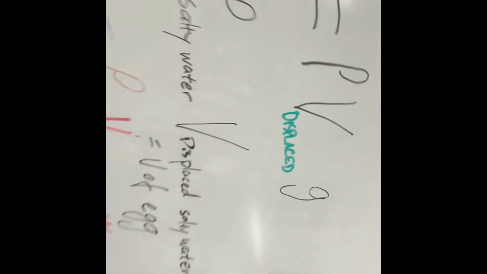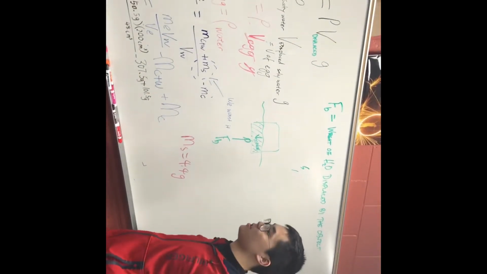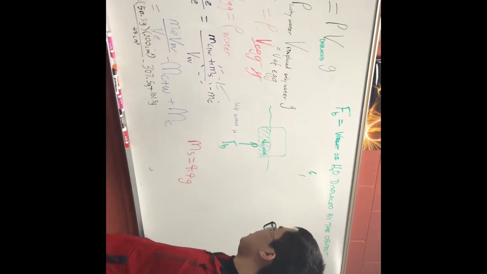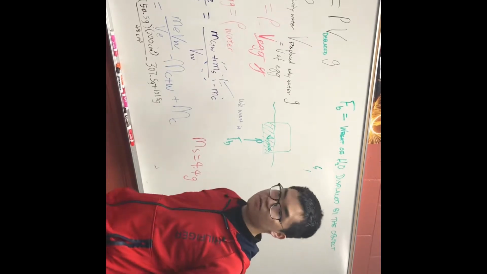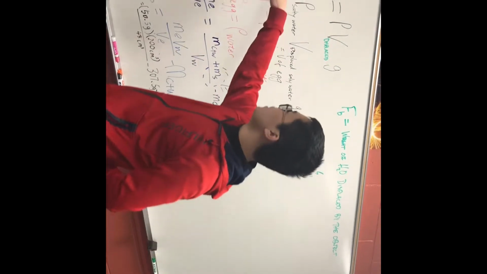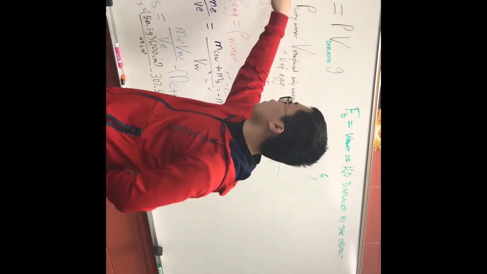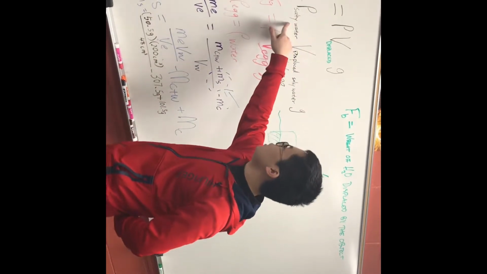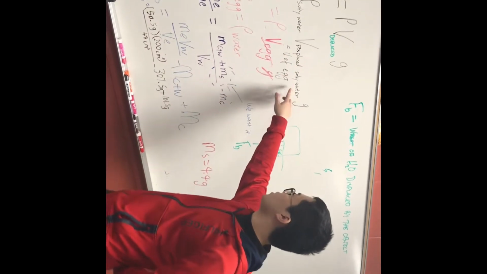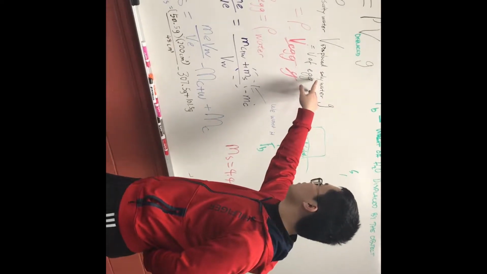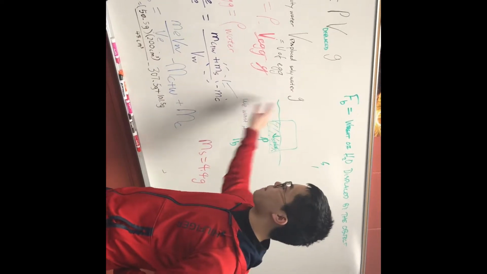To demonstrate the buoyant force, today we are going to use an egg and salt water. Our goal is to add salt into water to make the egg float. In the equation here, we try to make the force of the egg, which is its weight, equal to the density of the salty water times the displaced salty water, which equals the volume of the egg times gravity.